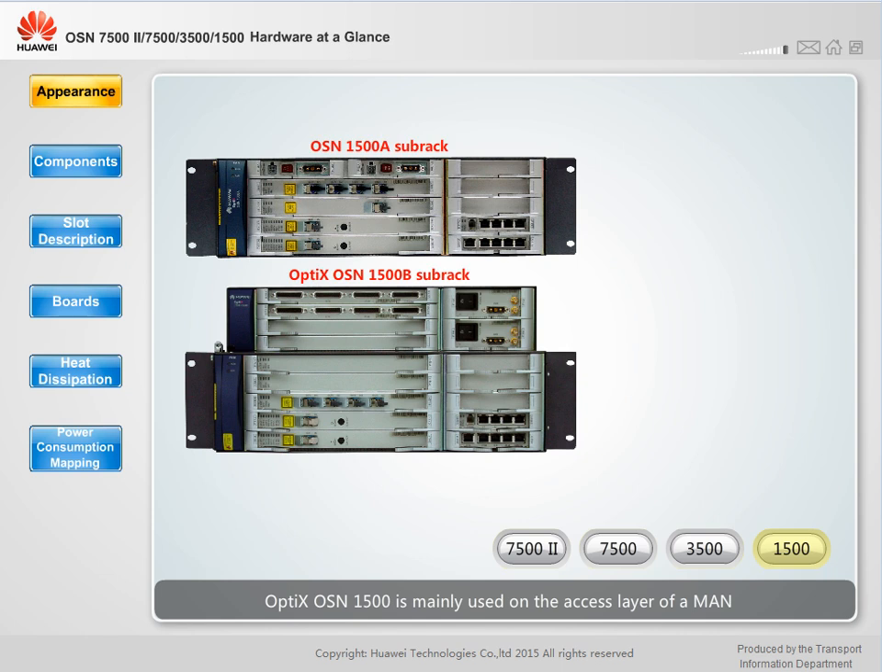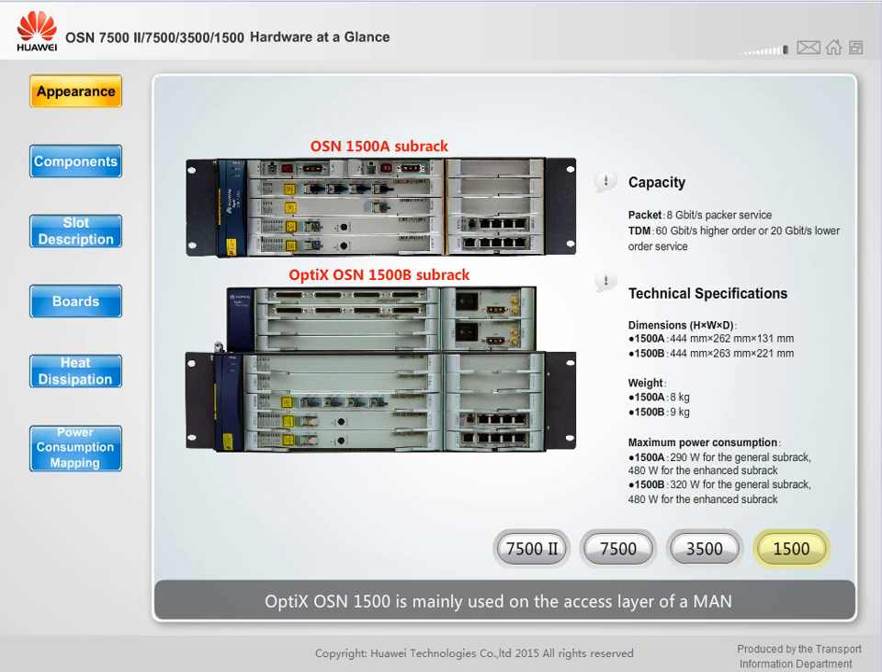OptiX OSN 1500 is mainly used on the access layer of a MAN. There are two models of OptiX OSN 1500 products, namely OptiX OSN 1500A and OptiX OSN 1500B. A single subrack supports a maximum of 8G packet capacity, 60G SDH higher order, and 20G SDH lower order capacity.